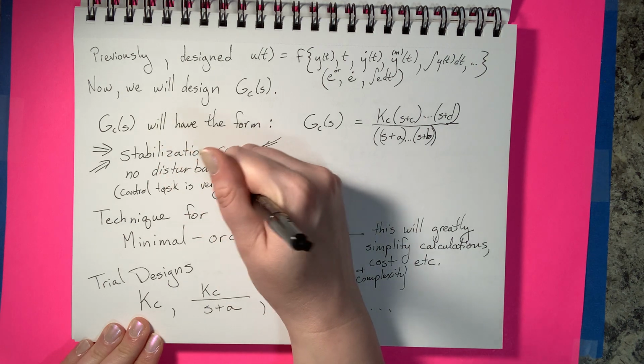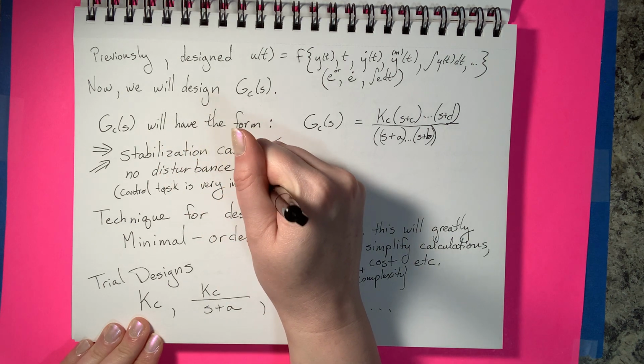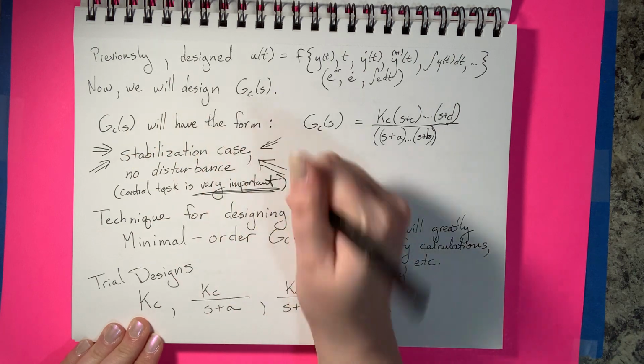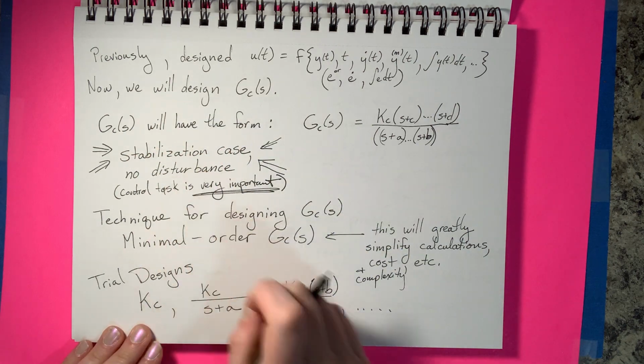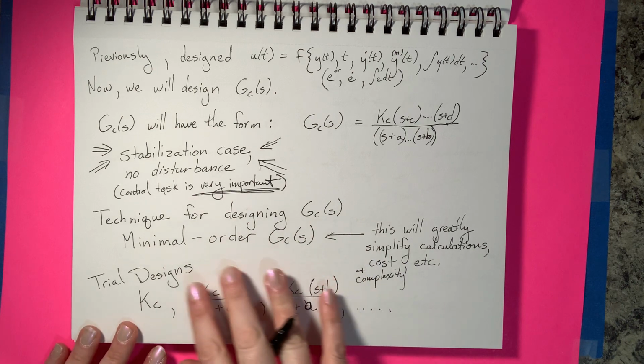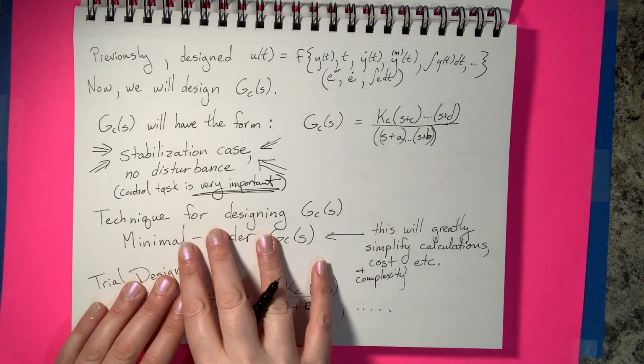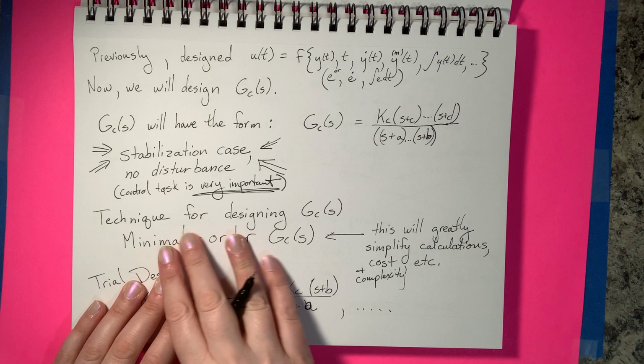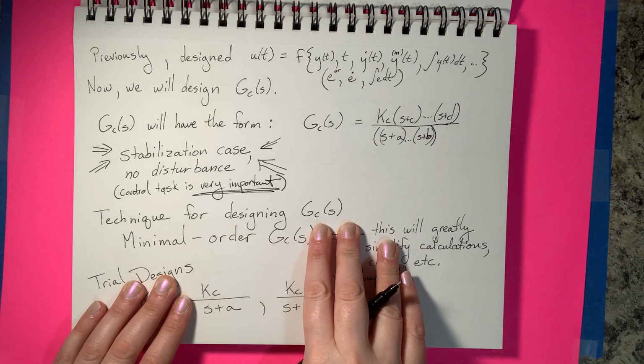It's worth writing here. Okay, so that's the very first thing you should know. What are you doing? What are you designing your control for? All right, so let's talk through the general technique for designing a GC of S, okay?